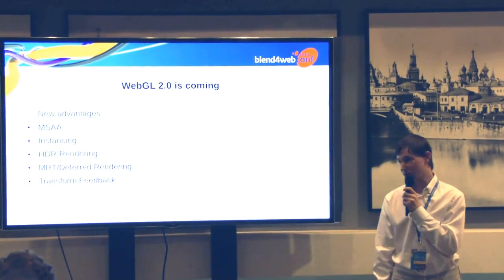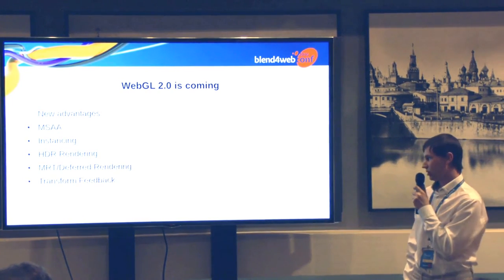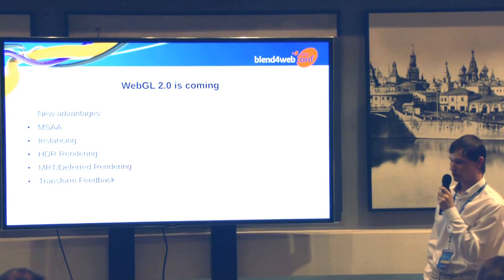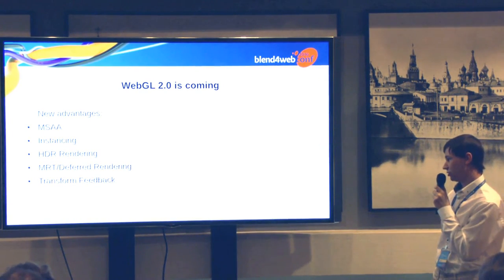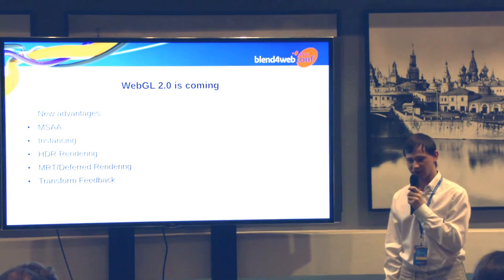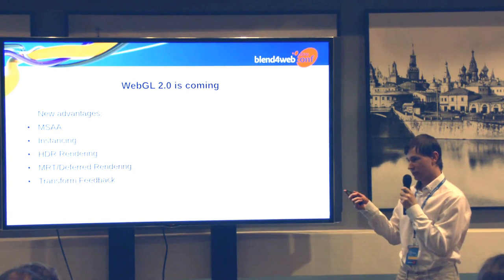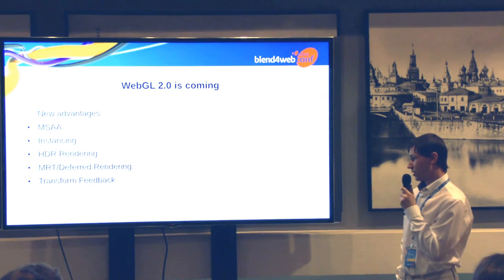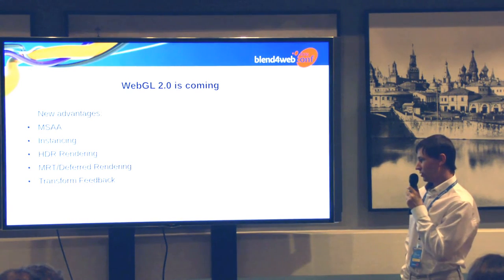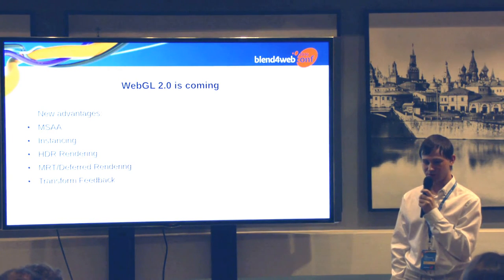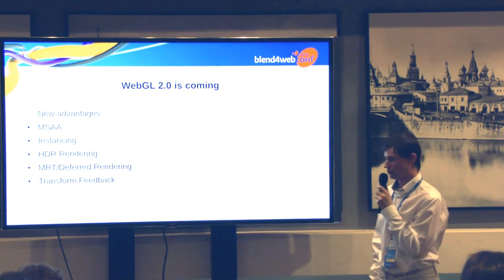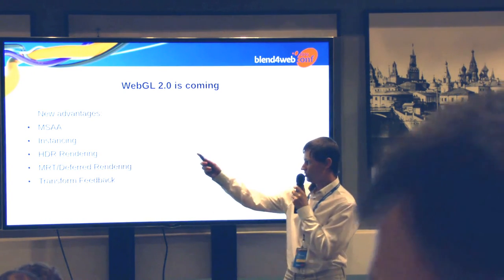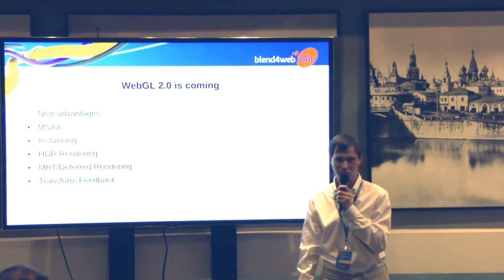Okay, now it's time for the most significant topic, the upcoming WebGL 2 standard. For now, we've had the previous version, WebGL 1, which appeared in 2011. Since then, it has become stable and widespread and is now supported in many browsers. The next version, WebGL 2, is still experimental, but we can already prepare for the new advantages that will be available for developers. Here you can see the list of some interesting features, for example, MSAA, instancing, HDR. So let's do a quick overview.